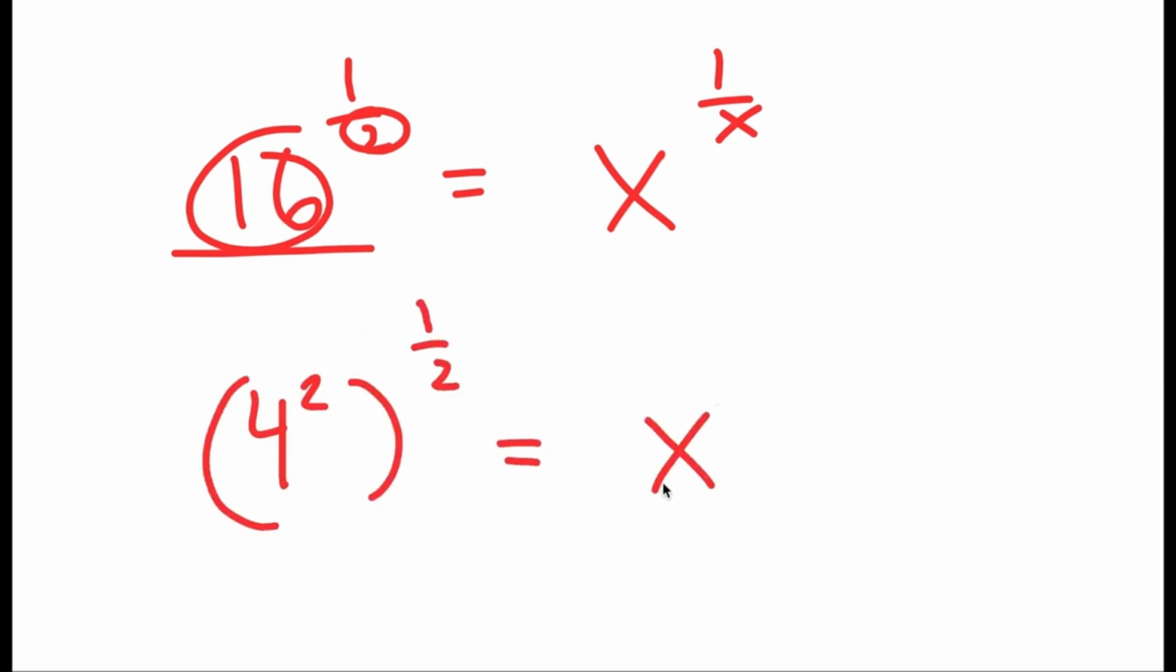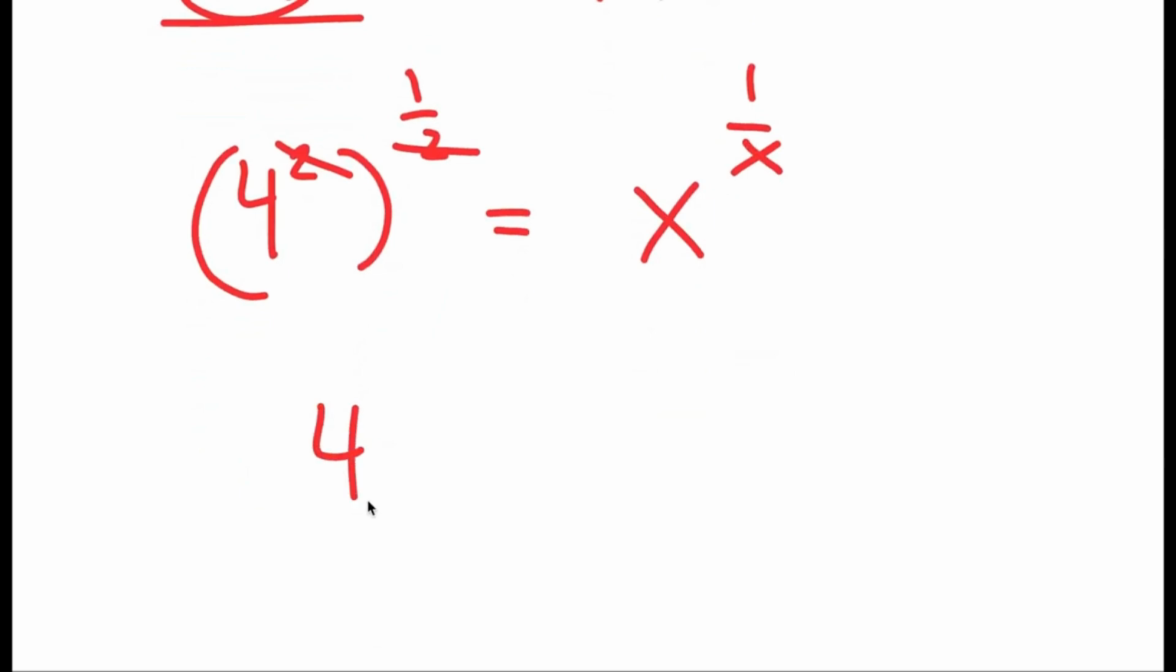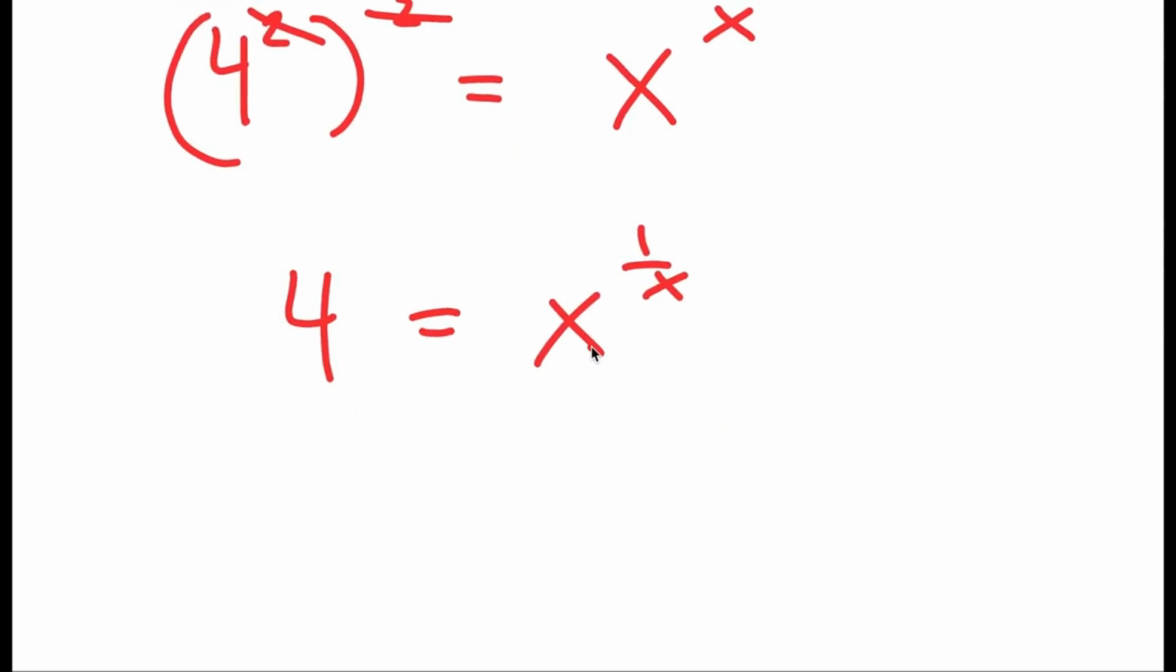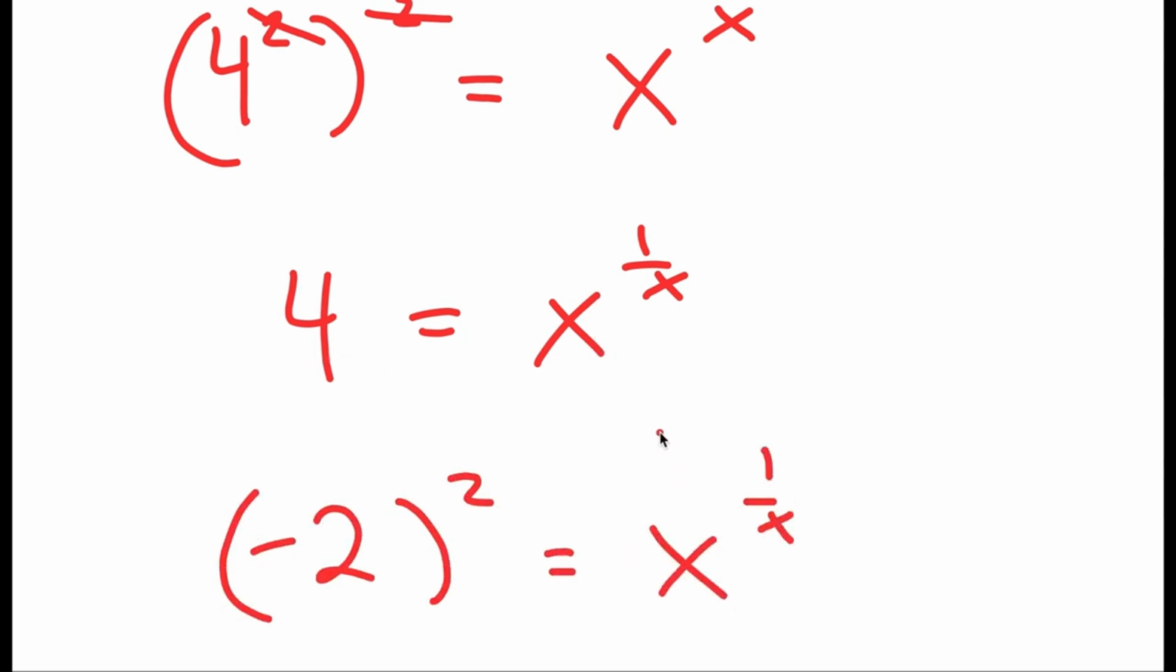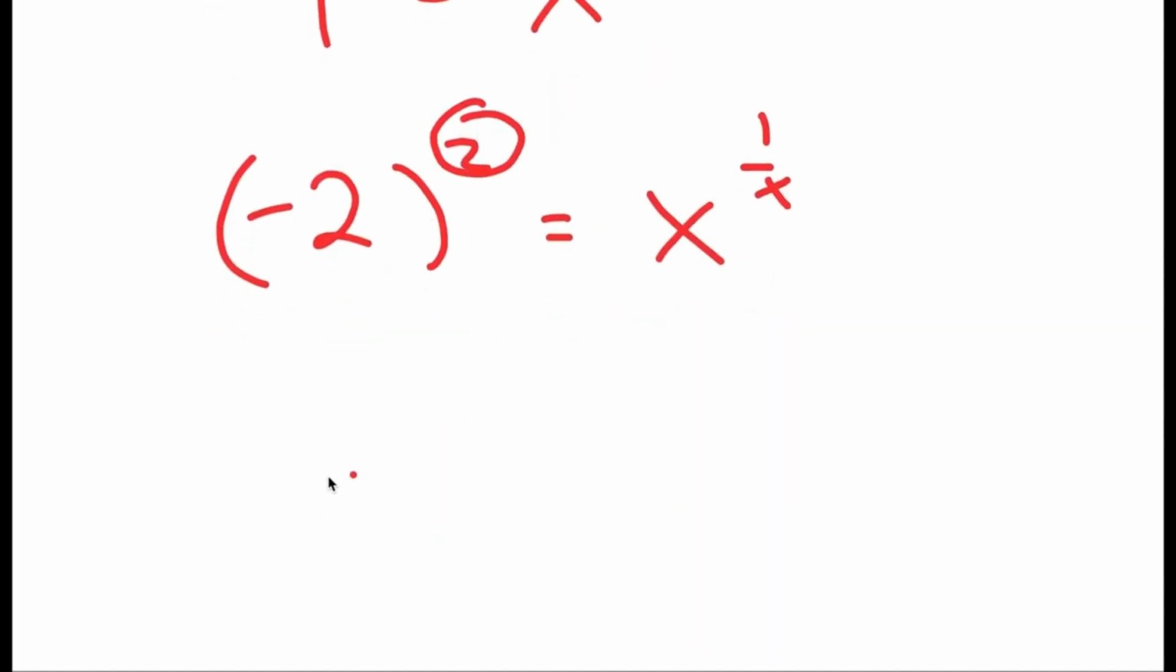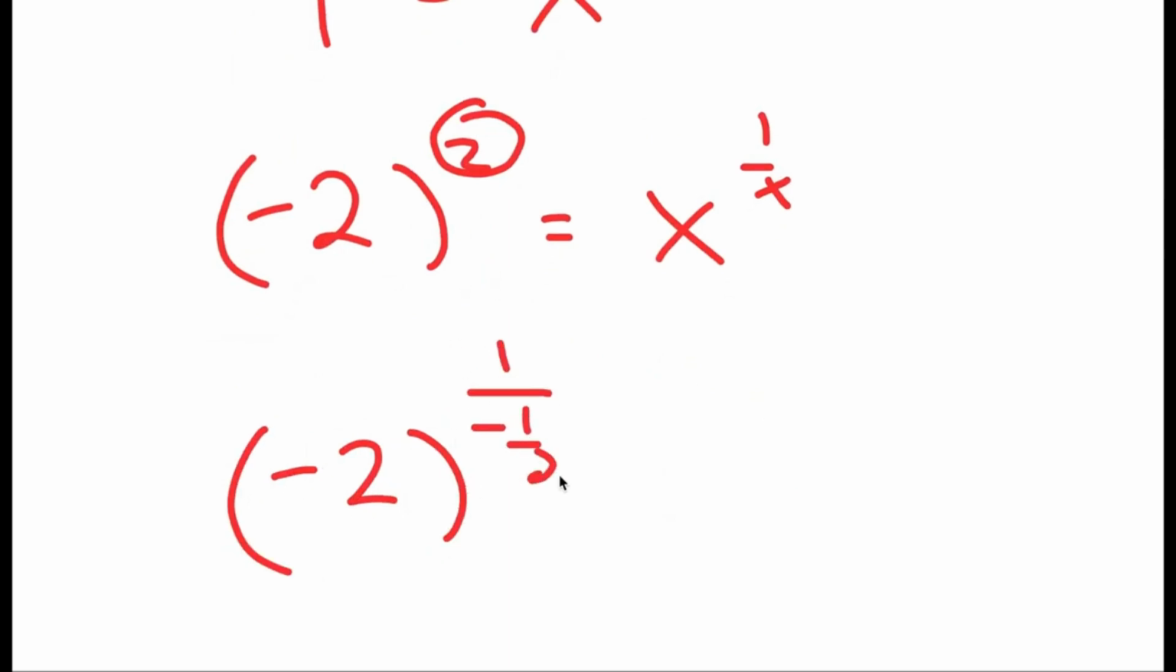So I have 4 squared to the power of 1/2 is equal to x to the power of 1 over x. And now remember, these two multiply. 2 times 1/2 is just 1. So I'm left with 4 is equal to x to the power of 1 over x. Now 4 is the same thing as -2 squared. And 2, our exponent here, I can rewrite as 1 over -1/2. And I have this times -1. So I have 1 over -1/2 times -1.